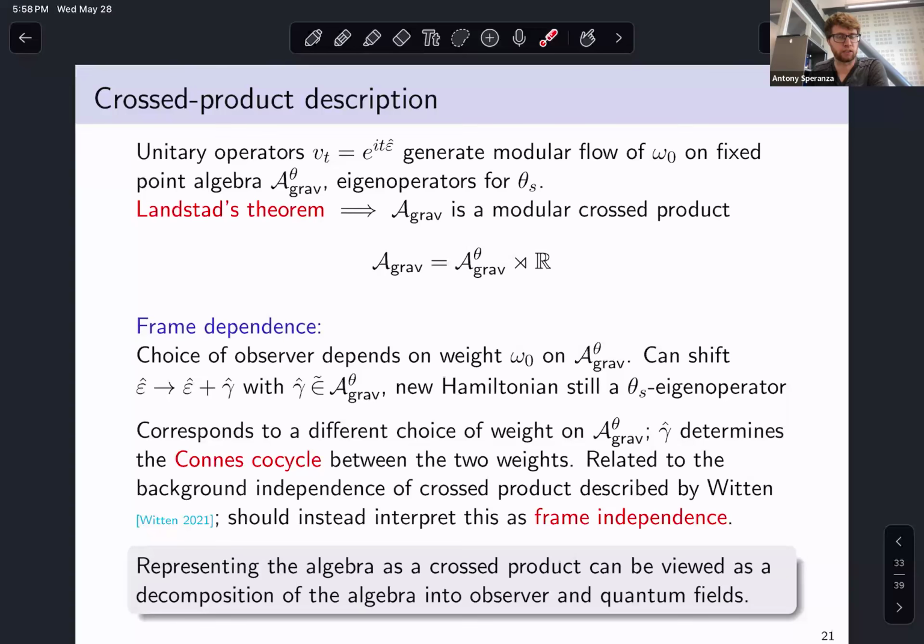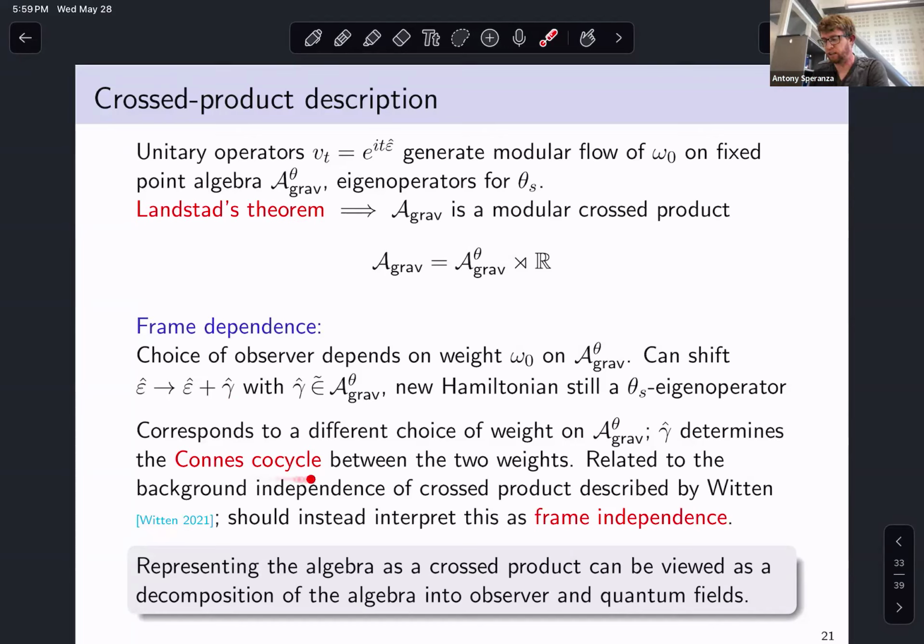So one interesting aspect of this is that there's a sort of frame dependence to this representation as a cross product. In order to find this epsilon operator, we had to pick a state on the shift symmetric algebra. And in general, we could have picked another state. And if you pick another state, these observer Hamiltonians will shift by gamma, where gamma is some operator in the shift symmetric algebra. So if epsilon under the shift transforms by a shift and we add something that's shift symmetric, it'll still have the same transformation property. This is interesting because it shows that you can pick different observers, and it's in some sense a way of giving different notions of time that you're measuring the quantum fields with respect to, because each observer has its own notion of clock.